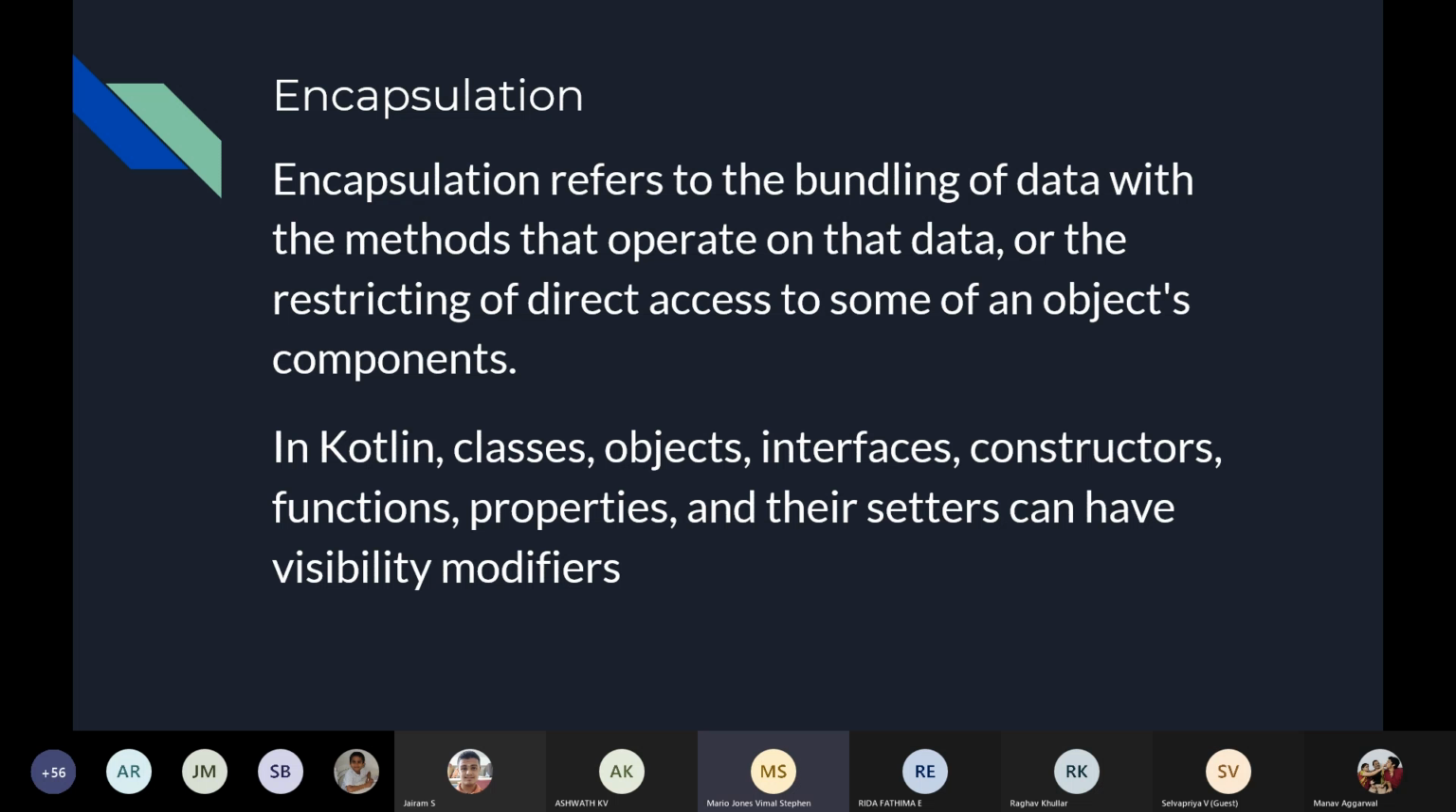So encapsulation can be taken in two senses. The first sense is having data and the functions that operate on the data together. Let's say I have a class called a box. A box would have length, width, and height. So these are the properties of the box.